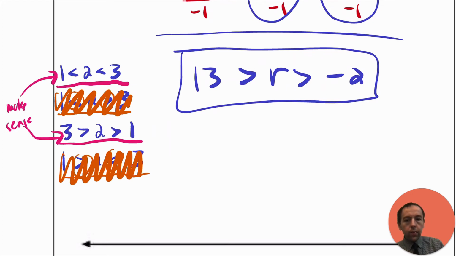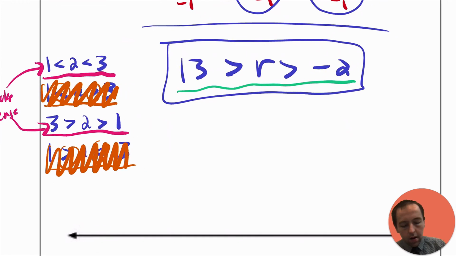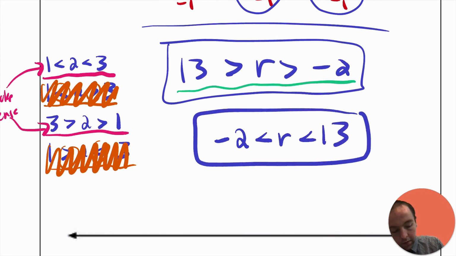Either both are pointing to the left or both are pointing to the right. But it just turns out that we like to have the smallest number at the left and then the largest number at the right. So even though it makes sense that you have 13 is bigger than r is bigger than -2, you don't want to leave it like that. You should always have the smallest possible number at the left-hand side. So you're going to want to rewrite this as -2 is less than r is less than 13, and that's the preferred way of writing that. So you should always write it like that.